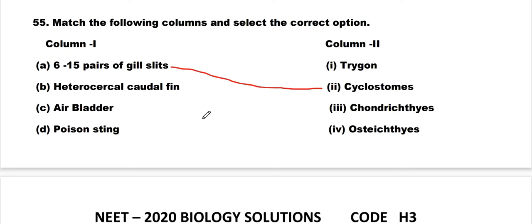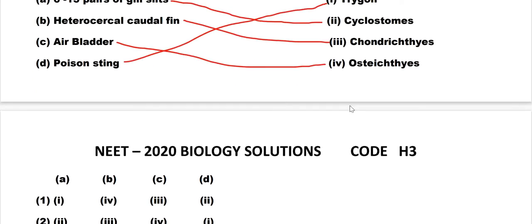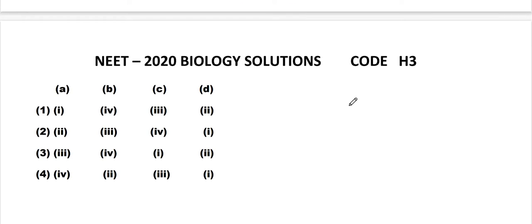Next, heterocercal caudal fin is the characteristic feature of chondrichthyes, that is cartilage fishes. Air bladder is present in bony fishes, that is osteichthyes. And poison sting is present in Trygon. Trygon is stingray, and stingray is with poison sting. So these are the options 1, 2 and 3, 4. For this, your correct answer will be 2.